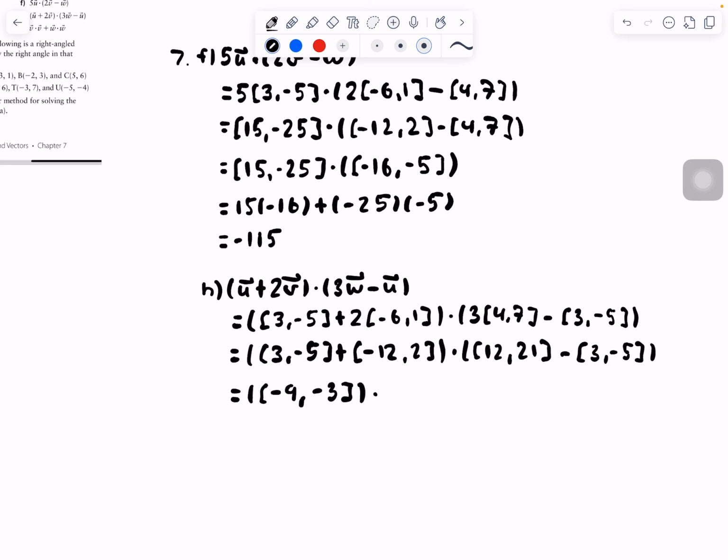Dot 12 minus 3, that's 9, and then 21 minus negative 5, 26. Now just doing the dot product, negative 9 times 9 plus negative 3 times 26. And the final answer we get is negative 159.